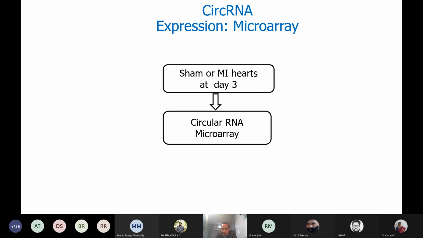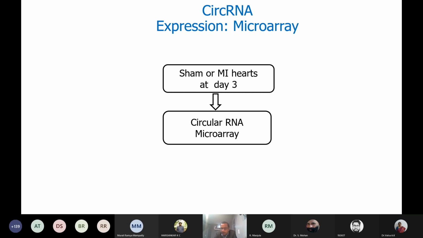So we had no clue what the circular RNA signature looks like in the heart post MI. When I say MI, it is heart attack. We have two groups here: sham surgeries, where we open the chest and close it without ligating the heart to induce disease, and MI hearts, the heart attacks, where we ligate the artery and suture it back. So we have a control without heart attack and with heart attack. We are comparing these two groups to see the transcriptional changes in terms of circular RNAs at day three after heart attack.